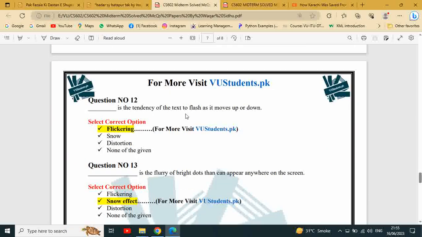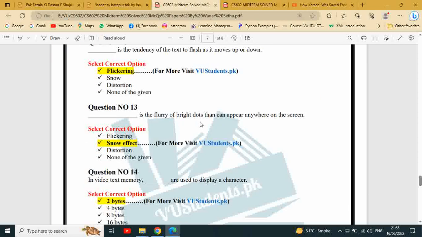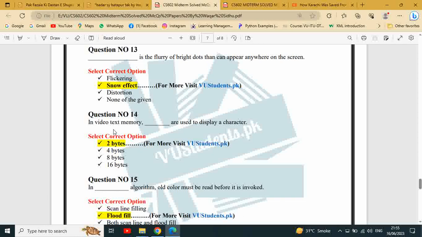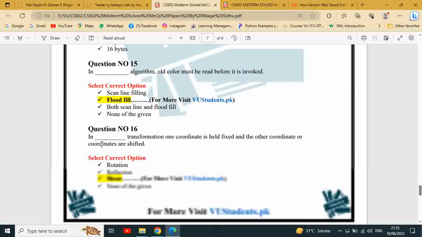Dash is the tendency of the text to flash as it moves up or down. Flickering is the tendency. Dash is a flurry of bright dots that can appear anywhere on the screen. Snow effect. Snow effect is a flurry of bright dots. In video text memory, dash are used to display a character. 2 bytes. In dash algorithm, old color must be read before it is invoked. Flood fill algorithm.